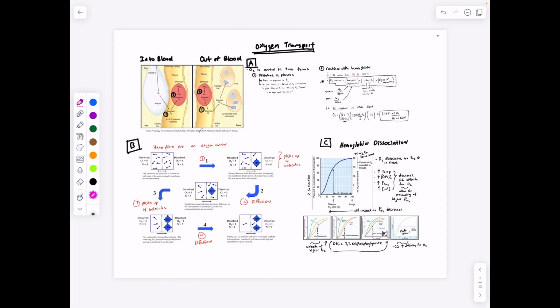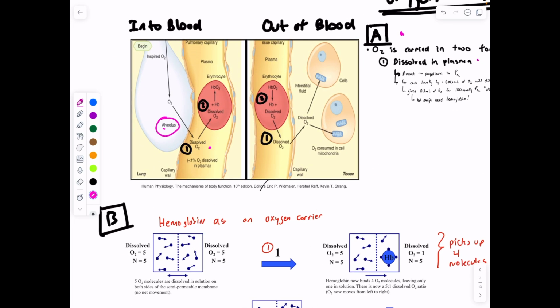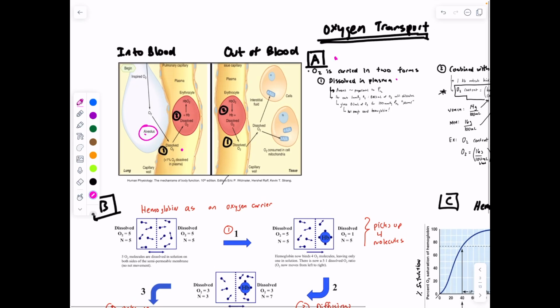We're looking today at, now that we have oxygen and carbon dioxide in our circulatory system, how do we actually get them to where they need to go? So starting off by looking at oxygen. Oxygen is carried in two forms through the circulatory system. The first is dissolved in plasma, and you can see we have our alveoli, oxygen coming across the membrane, just dissolving into the plasma in the blood vessels overall.